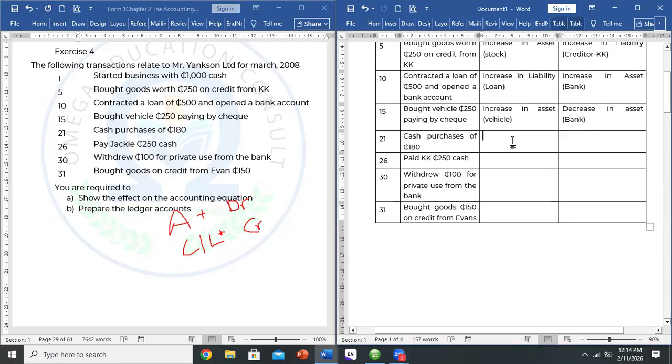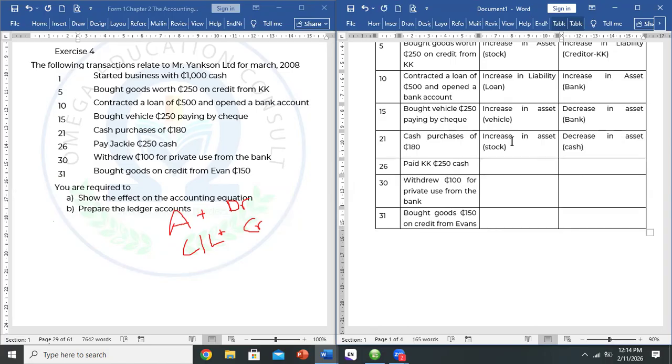So of course, if a business goes out and purchases goods and pays cash, there is an increase in assets, that's the stock. Then there will be a decrease in assets, cash, right? Cash purchases means you are going to buy goods with cash. Even though there's no mention of goods, anytime you see cash purchases, it's goods they are referring to.